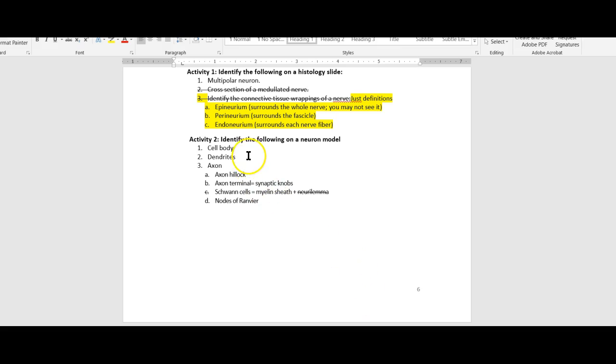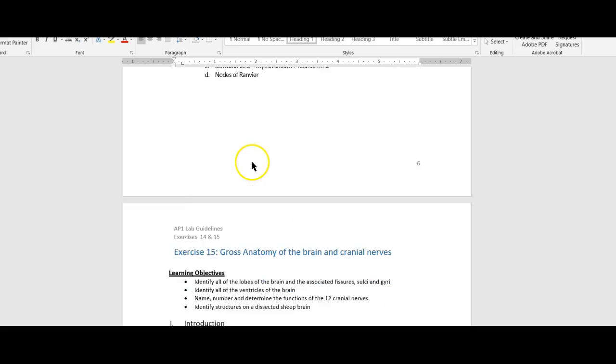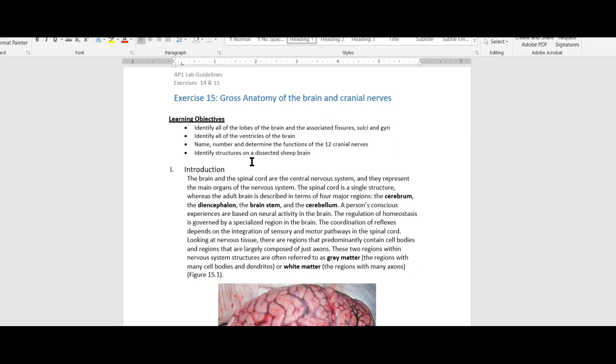Let's see. So yeah, to know all those functions and that. So then we get on to gross anatomy of the brain, which will not be as bad as it sounds. It is a fair amount of new information, but it's not crazy.